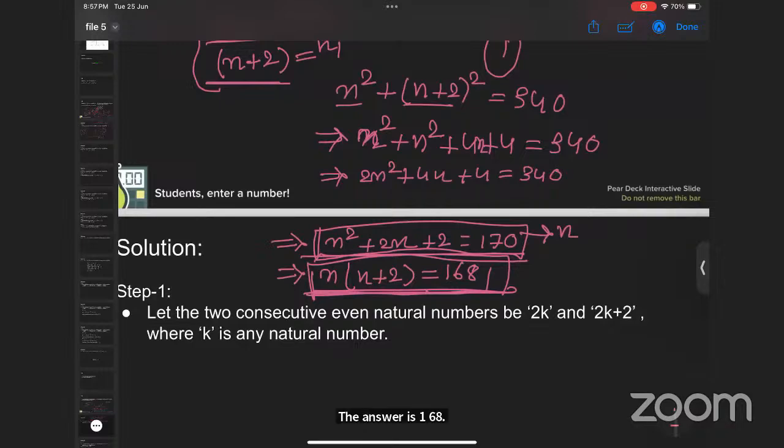N number is 168, no, madam? One by one, please. One by one.